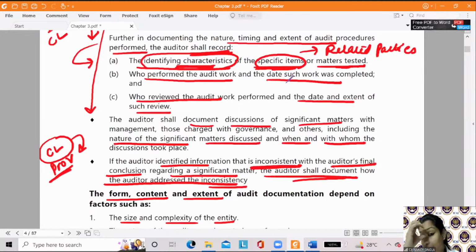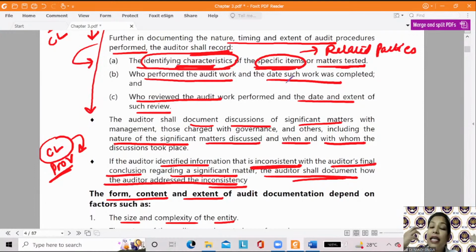For example, there was a merger and acquisition during the year. This is a significant matter during the conduct of that audit. So that must have been discussed with the management: with whom, when, and what was the matter that was discussed.